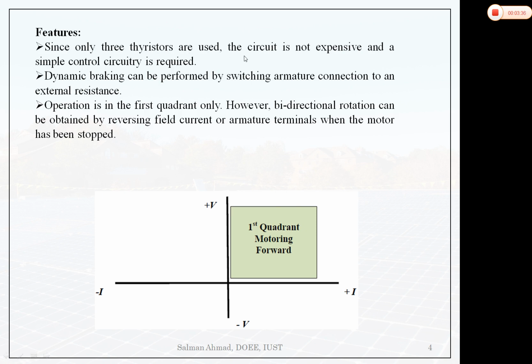Since only three thyristors are used, the circuit is not expensive, and a simple control circuit is required. Dynamic braking can be performed. That means we have to disconnect the supply and connect one resistor. So whatever energy is stored in the armature circuit will be dissipated in that resistor and the speed will come down. Operation is in the first quadrant only. However, bidirectional rotation can be obtained by reversing the field current. If in the field circuit we reverse the field current, then the flux will become negative, the torque will become negative, and the speed will get reversed.